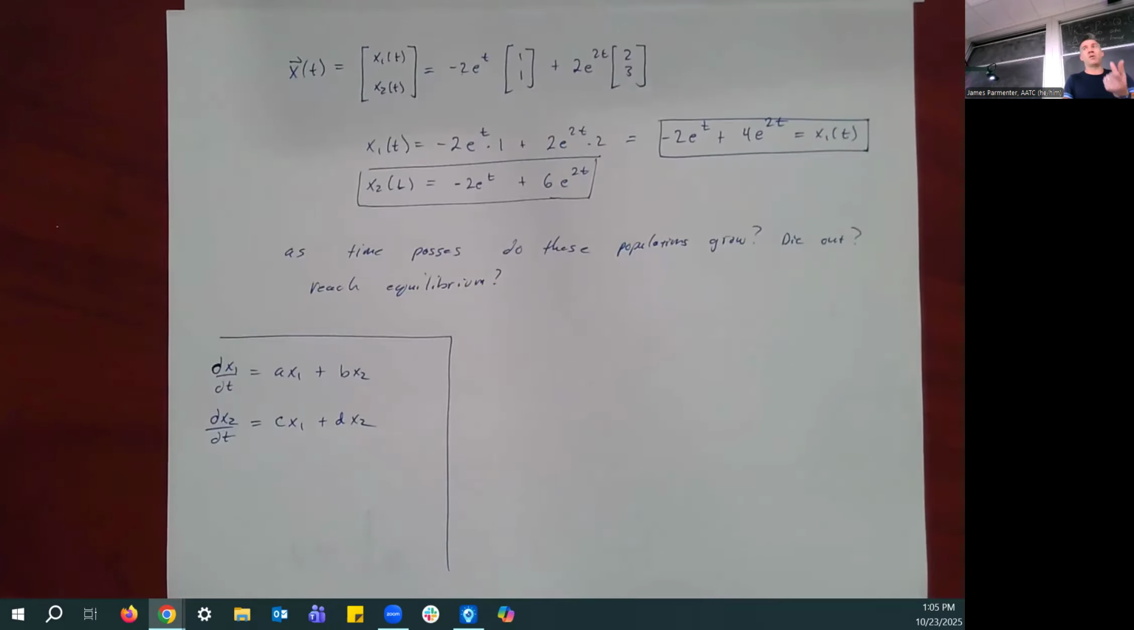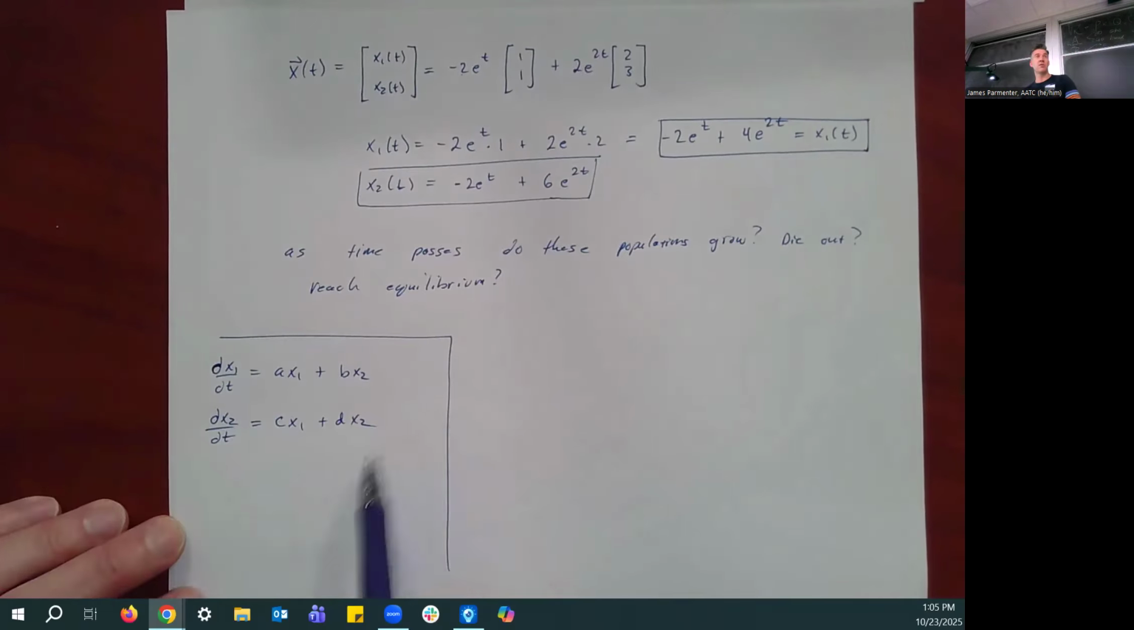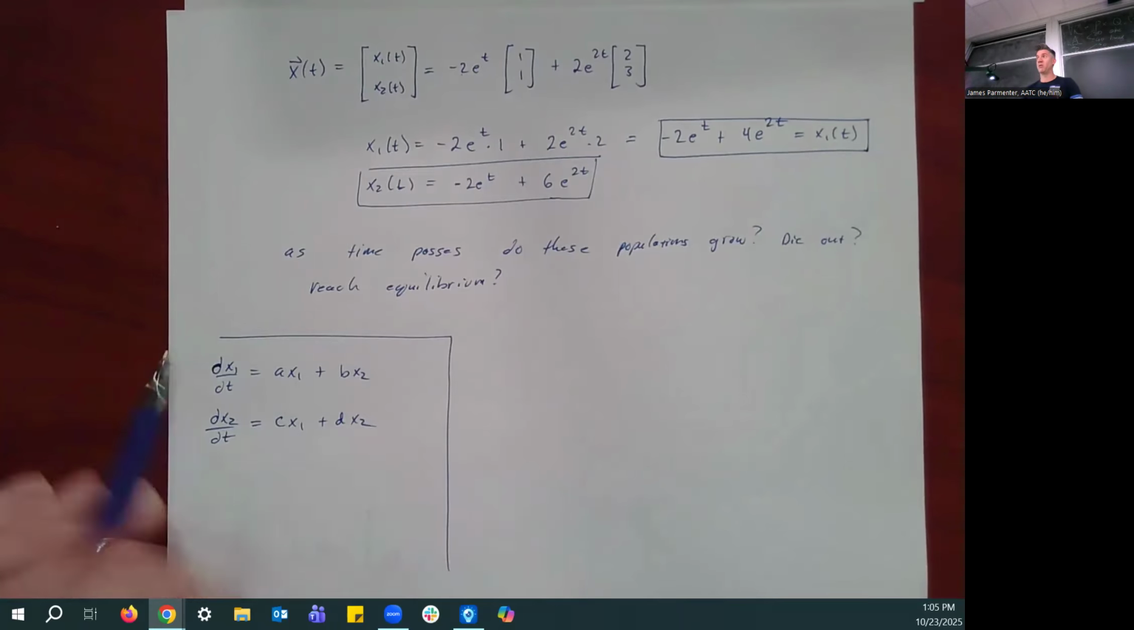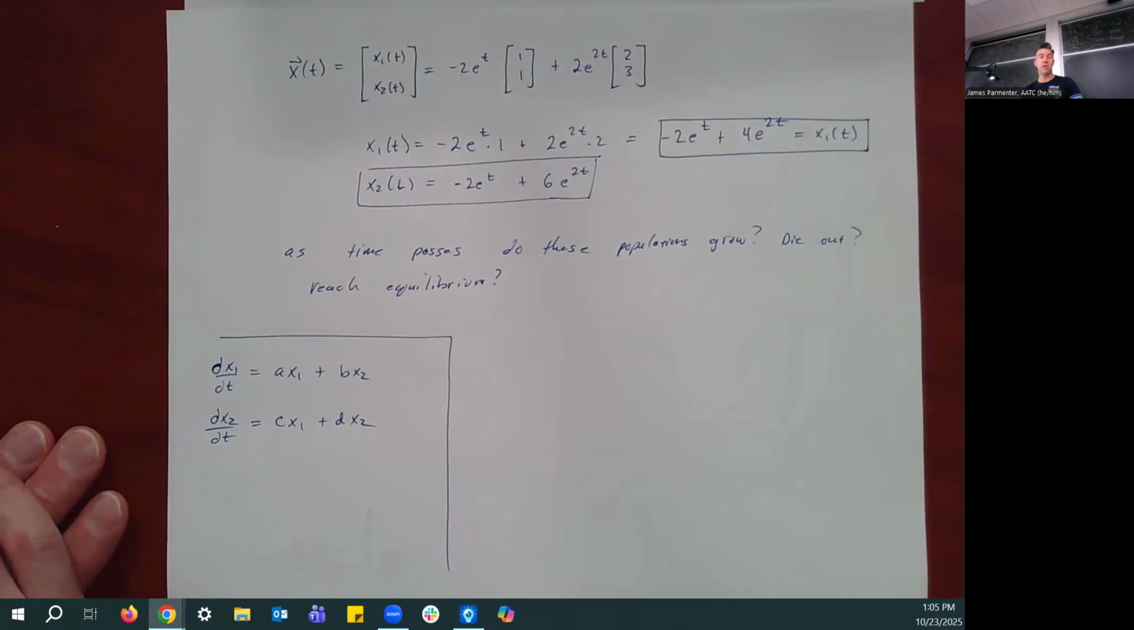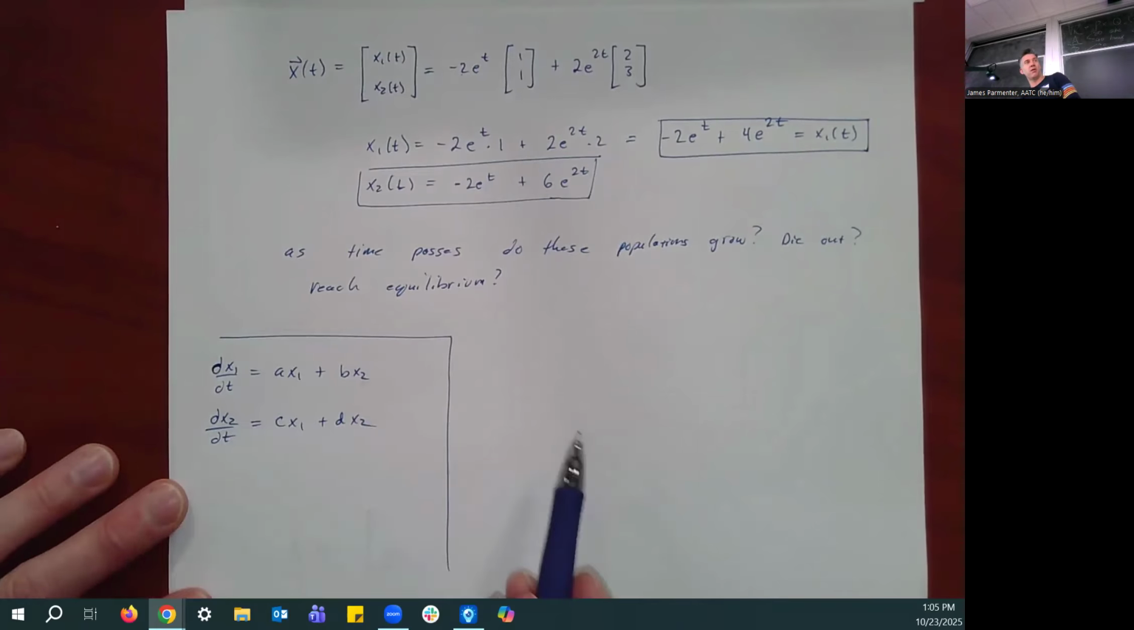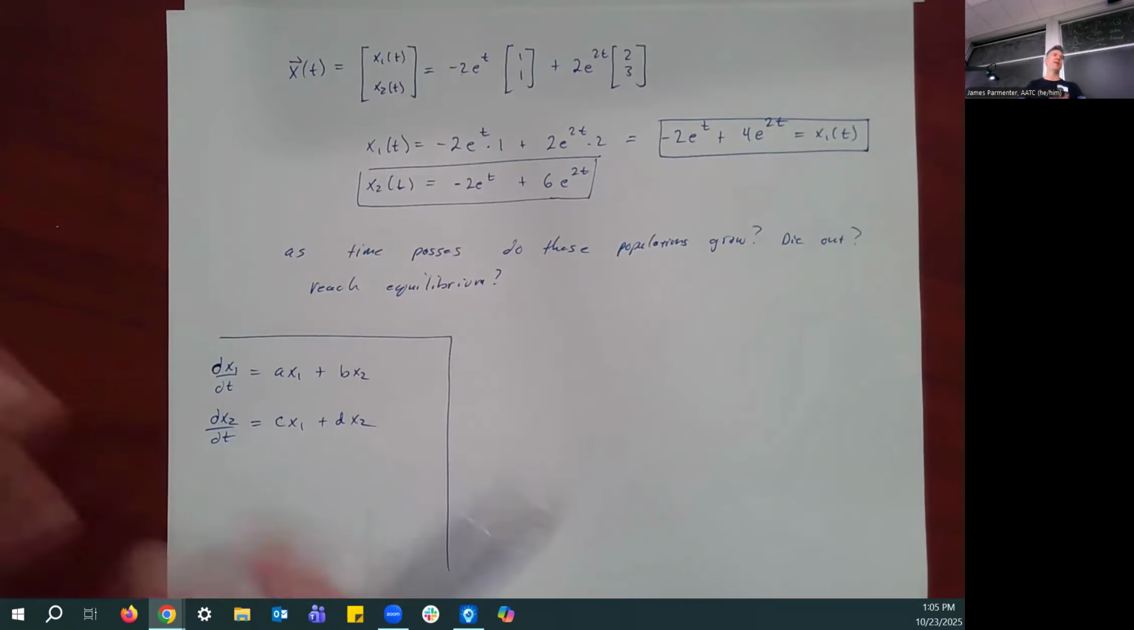We mean we've reached a place where the population is steady, is not changing, where the rate of growth is 0. The only way that both of these equations can equal 0 at the same time is if x1 and x2 are both 0. Because a times 0 plus b times 0 is 0, and c times 0 plus d times 0 is 0, unless they happen to be parallel lines, but they're not usually parallel lines.